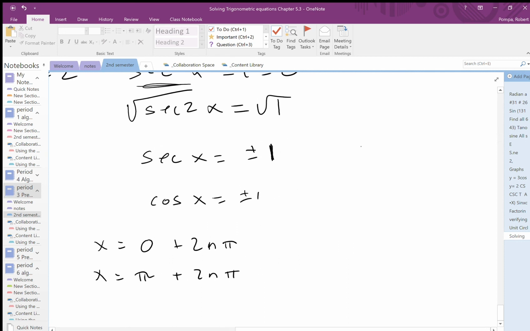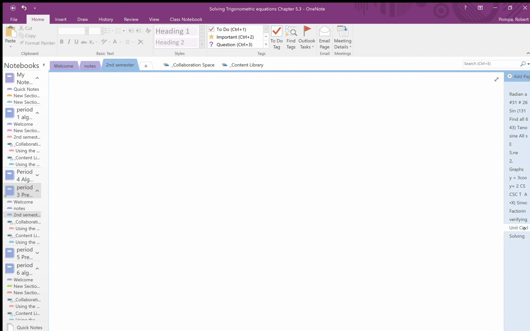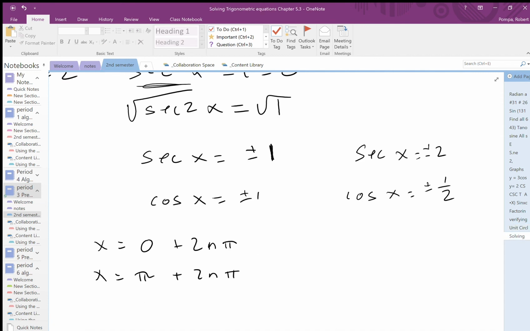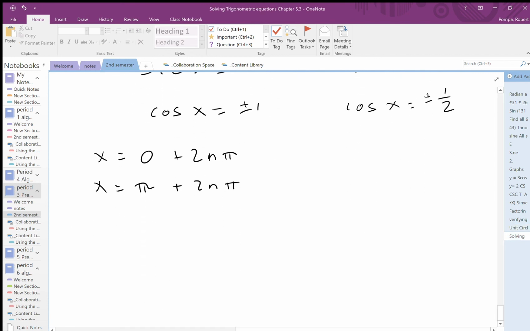Now let's just say, for example, we had secant equals plus or minus 2. Then we would have to do the reciprocal. Now the reciprocal of 2 would be 1/2. So then for this example, we'd have to look where cosine is positive and negative 1/2, which would be right here. So that's what you got to do when you're dealing with secant and cosecant and cotangent. Just flip it, and you should get your answer. Okay.